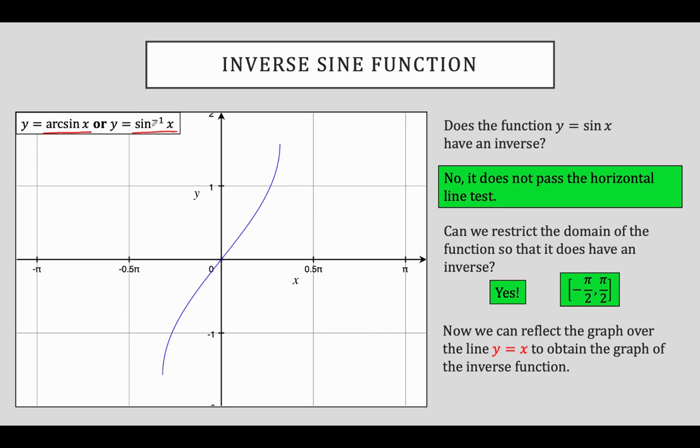One thing to be very, very clear here, this -1, this is not an exponent. That doesn't mean to the negative 1 power. That means the inverse function of sine.